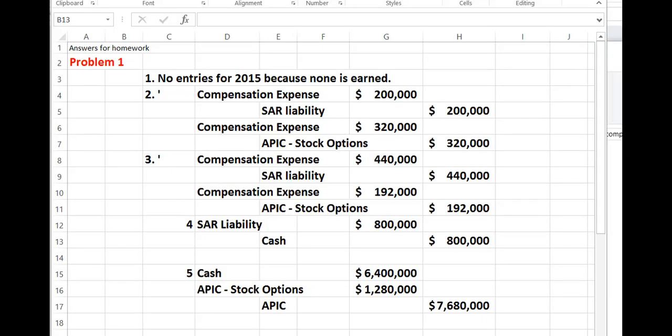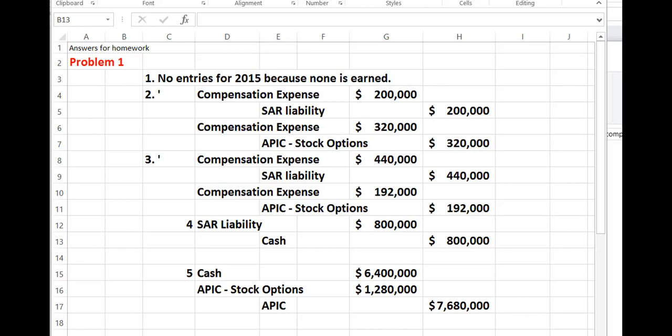Hello everyone. This is the explanation of the homework problems, the answers to the homework problems for our discussion about stock compensation and earnings per share. So we have two problems to review. The first one has two compensation plans actually: one that involves stock appreciation rights or SARs, and another that involves stock options.